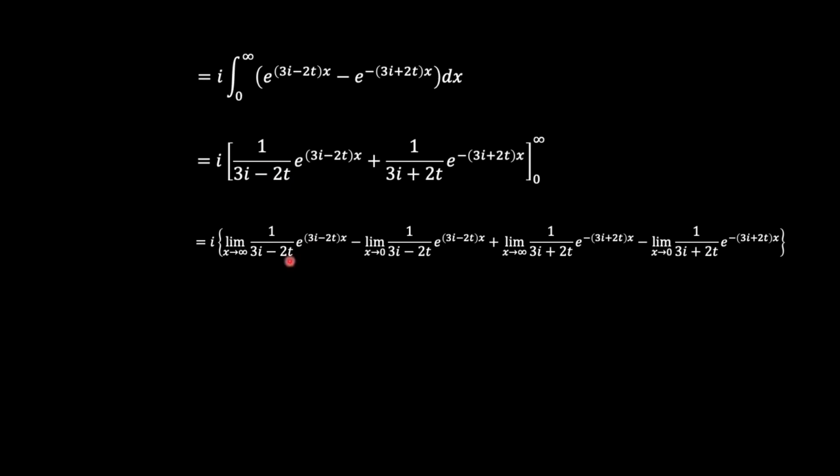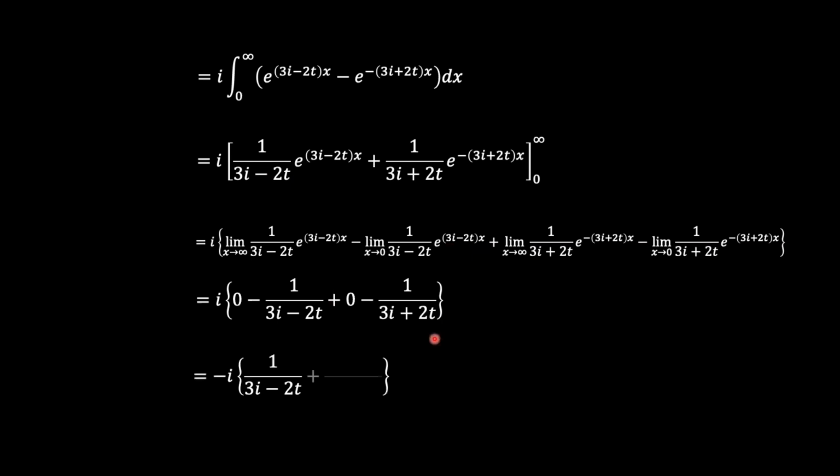So this initial component tends to 0. And as x tends to 0, the exponent goes to 0, and any number to the power 0 is 1. So we're left with only the constant. The same also applies to the second pair of terms. So we now have 0 minus 1 over (3i minus 2t) plus 0 minus 1 over (3i plus 2t). We can pull out the negatives, and so we have 1 over (3i minus 2t) plus 1 over (3i plus 2t).